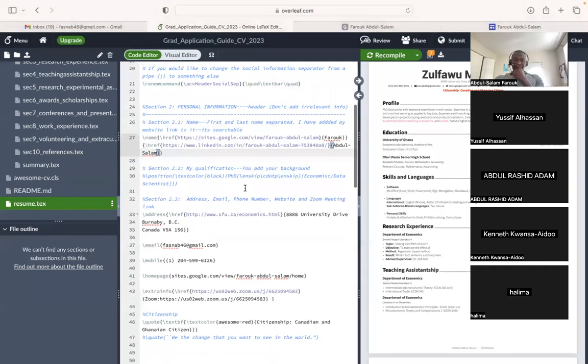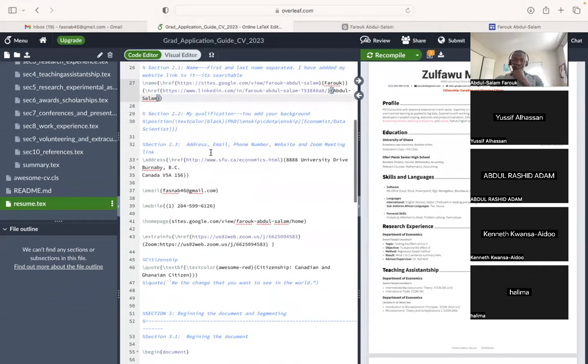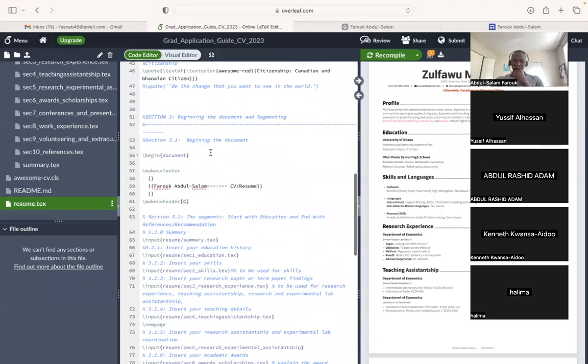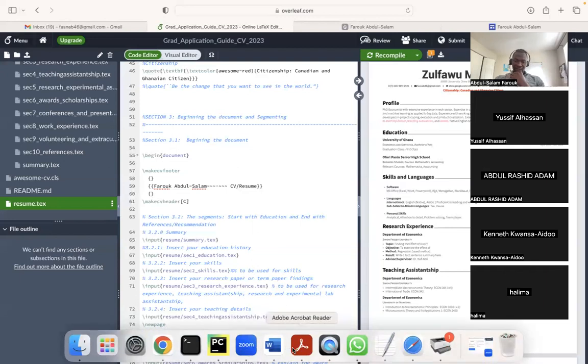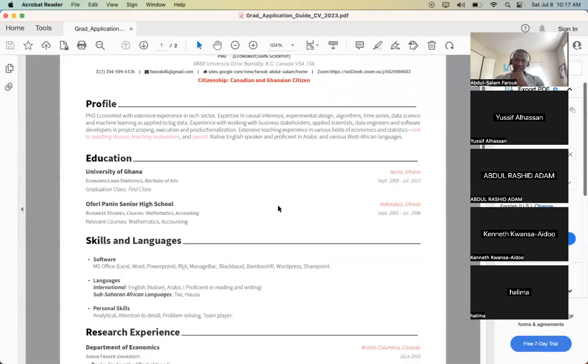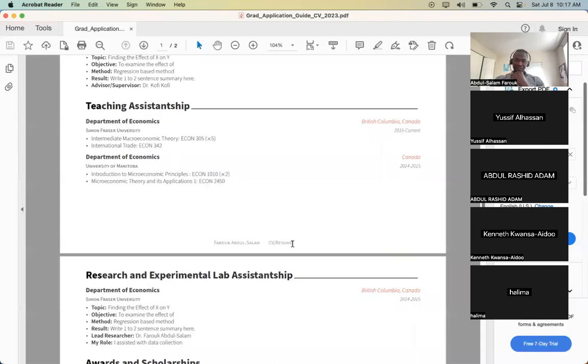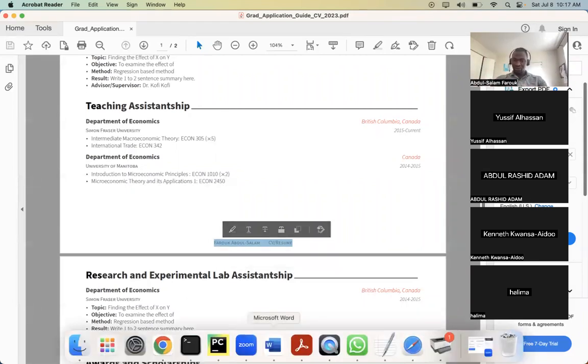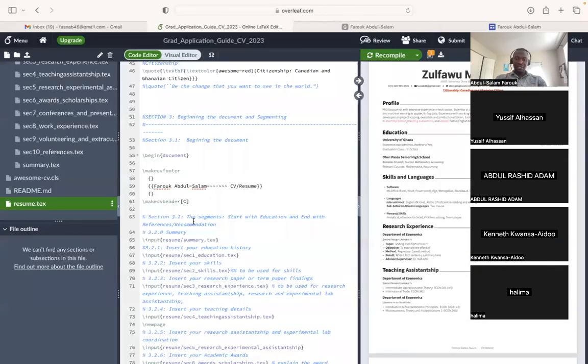The next part is we quickly go to what we see at the bottom of the CV. Let me take you back to the CV as well. This is basically giving a brief description that this is Farouk Abdul-Salam CV. So you might want to change it to say maybe Rashid Adam CV. If you want to effect that change, you just come here and make sure you change it.